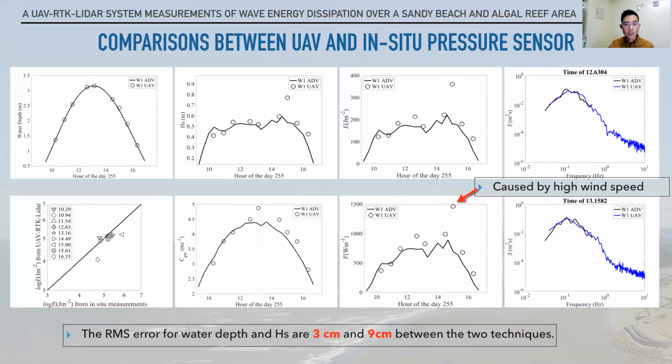These are the comparisons between the 2 techniques, from the UAV and the pressure sensors. As you can see, the comparison of tide is very good. The significant wave height is also very good, and also the energy, and we also compare the wave spectrum. However, this time the difference is caused by the high wind speed condition. The UAV will shake a lot, so the variance is very high.